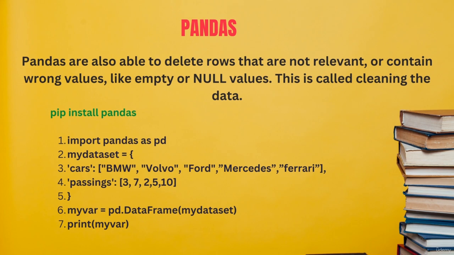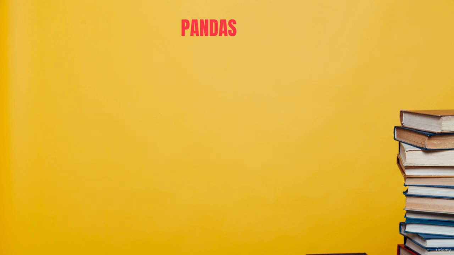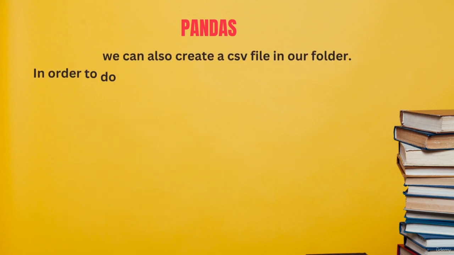It's best to use the dictionary type to create a Pandas data frame. In the code, my dataset is the dictionary with keys car and passings as strings. Their values are lists. After that, we convert this dictionary into a Pandas data frame object, finally printing it to the console.